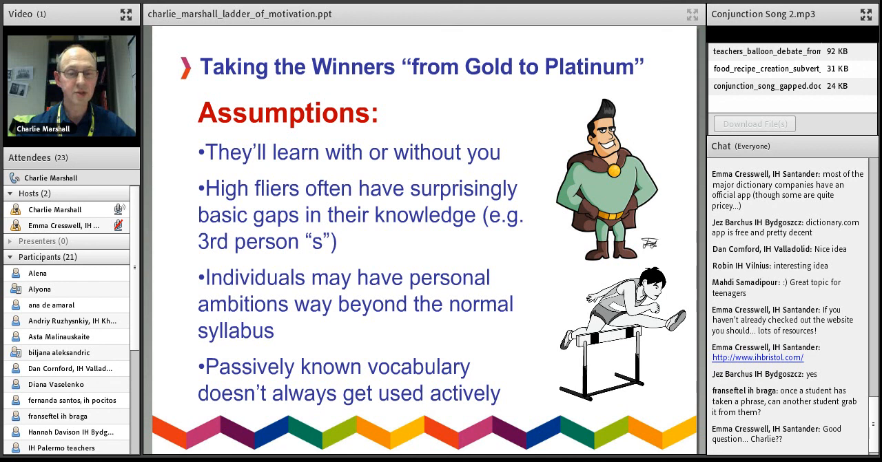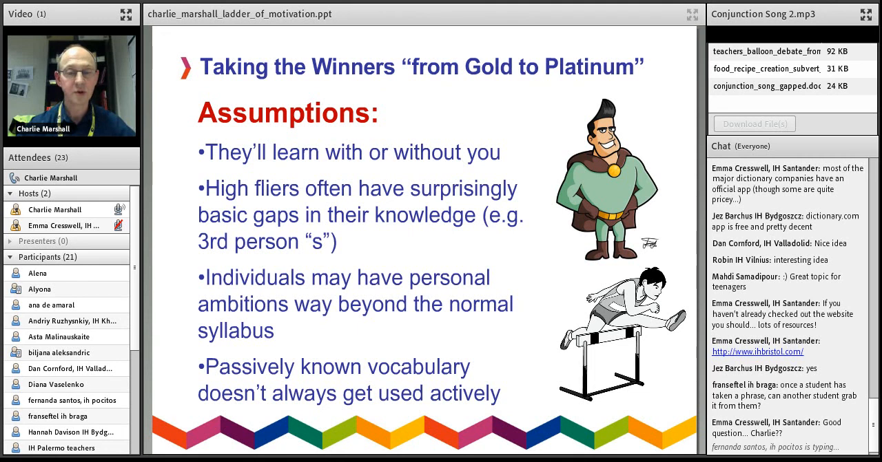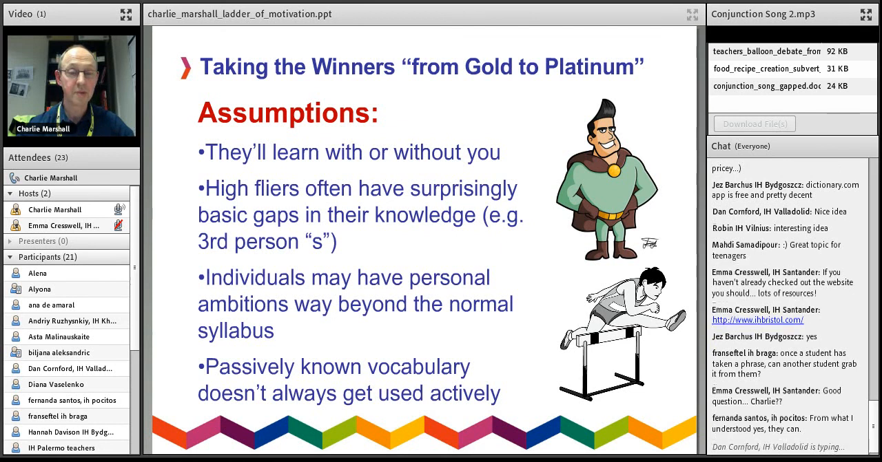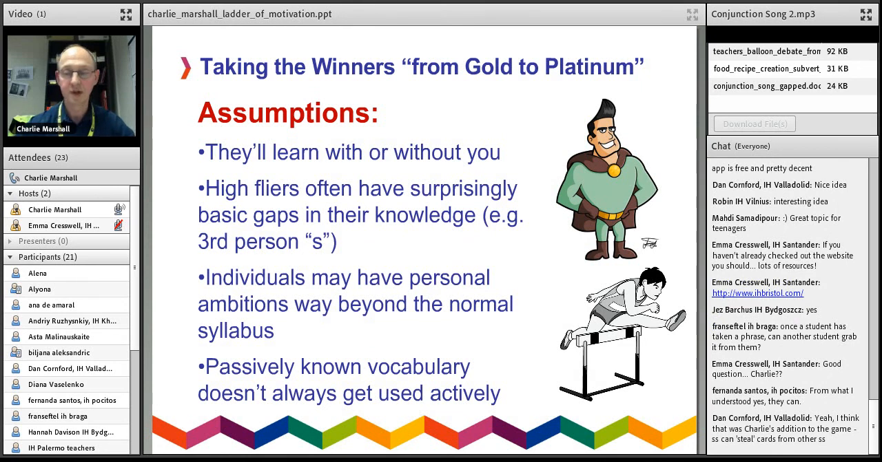And some individuals in these groups may have very different personal ambitions from the normal ones that are assumed in your syllabus, and you may find they want some strange and particular things that you might be able to help with. And the other one is that they often passively know lots of vocabulary, but they don't actually use that much of it. They might know 5,000 words, but perhaps they only use 2,000 in their speaking. And maybe you can train them in a sort of coach-like way to use a higher proportion of that language.